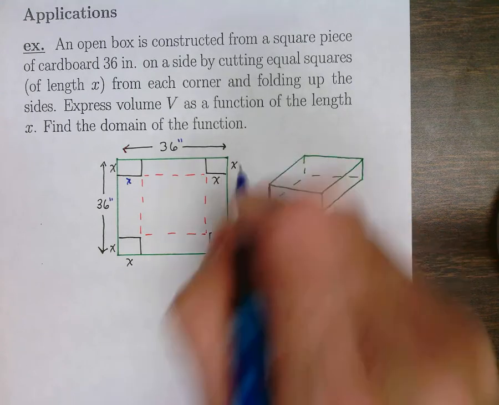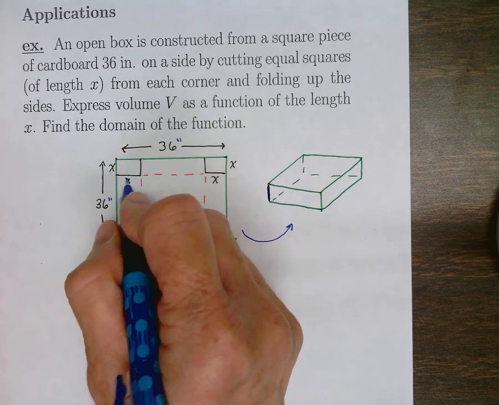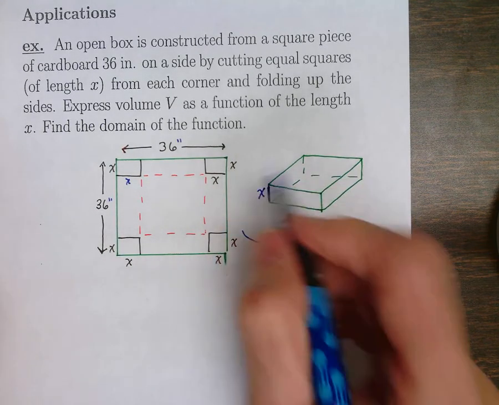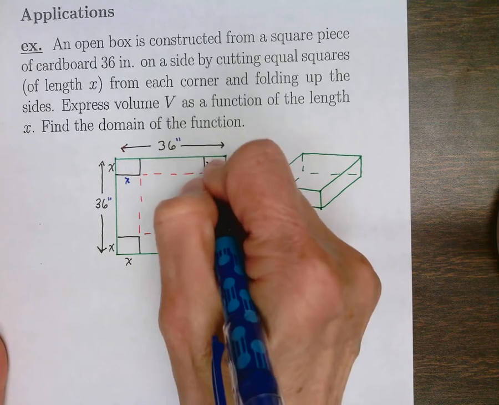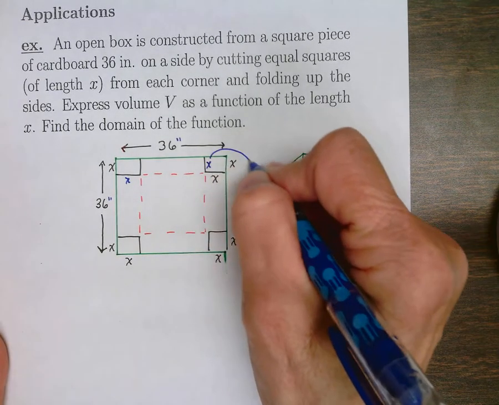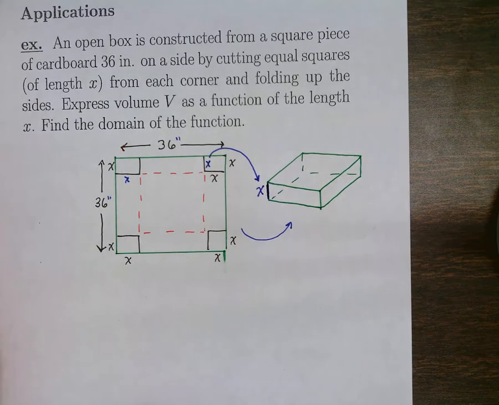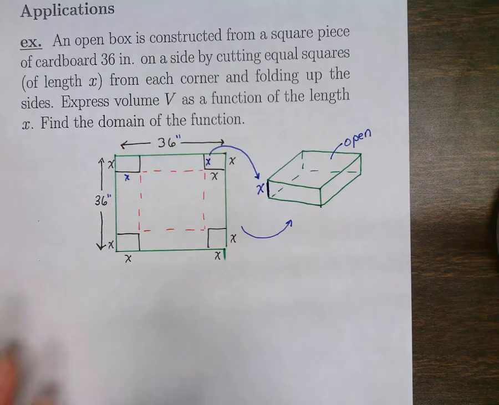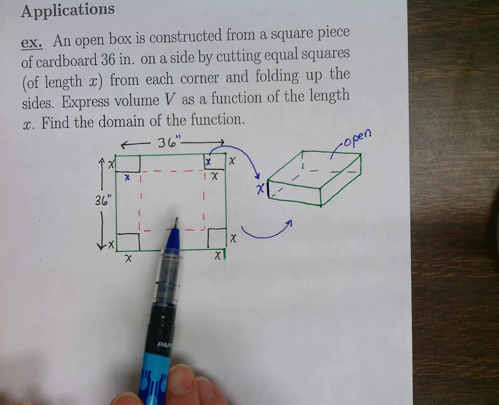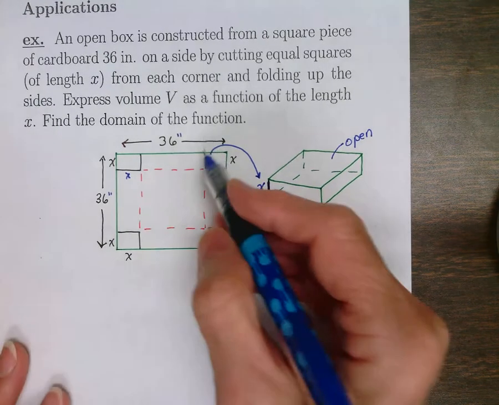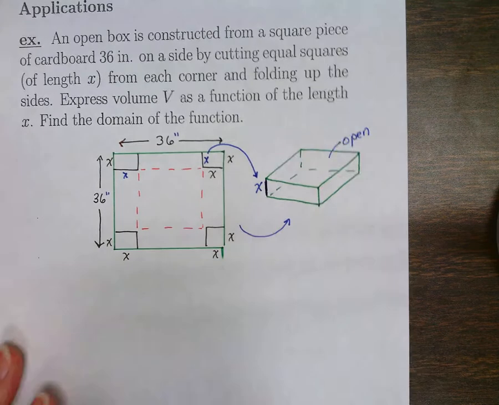Well, when you fold it up, you're going to have a dimension of x. Okay, do you see that? When you fold it up, this distance will be folded up. That's going to be your x. Okay, right here when you fold it. Then remember, the top will be open. So you'll have your box. Now the base is going to be a square, because we initially had a square piece of cardboard.